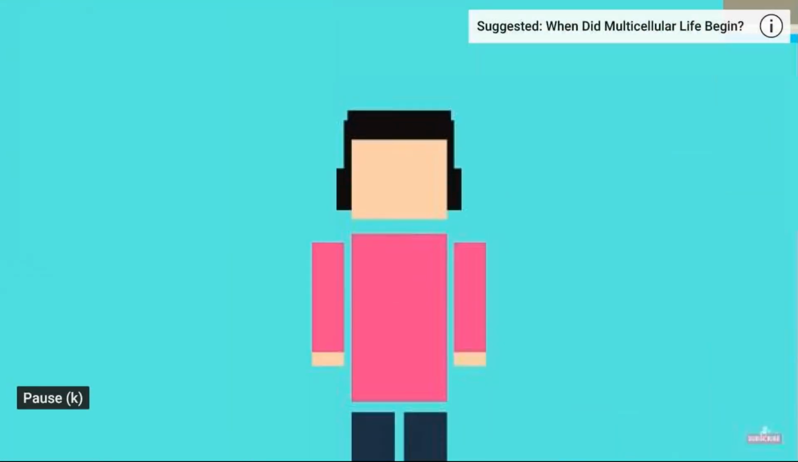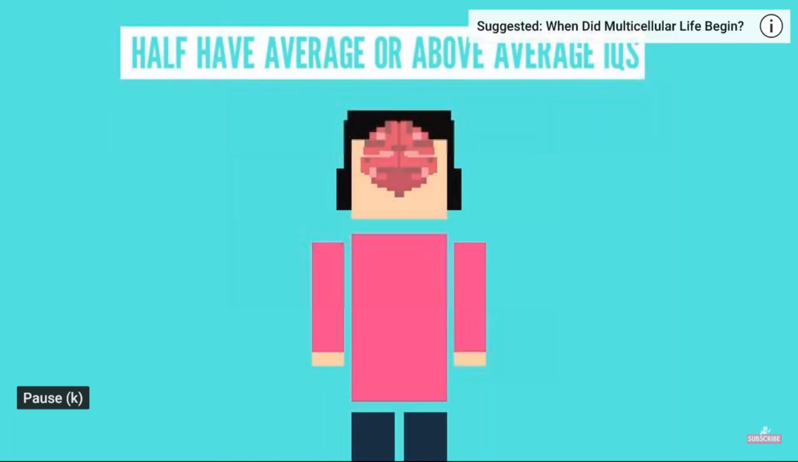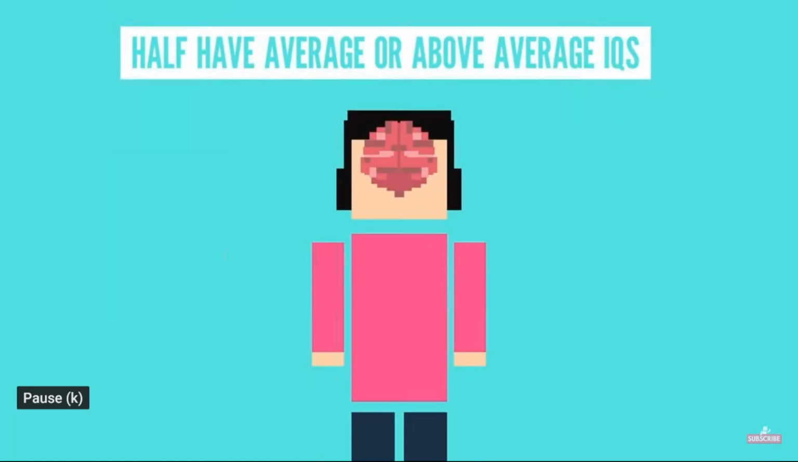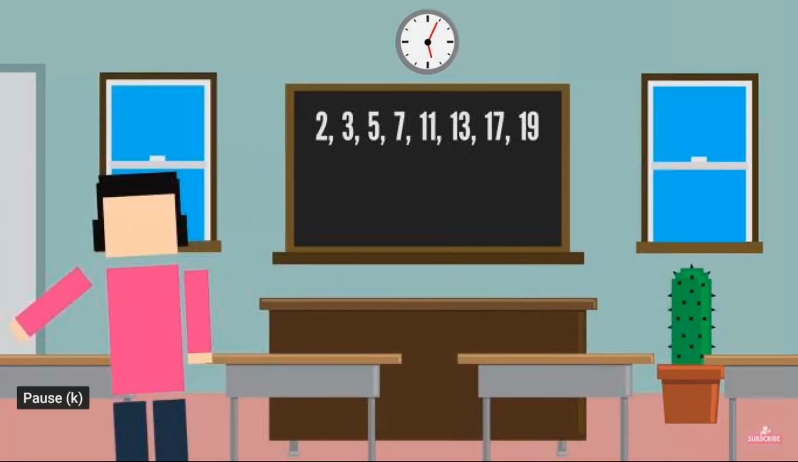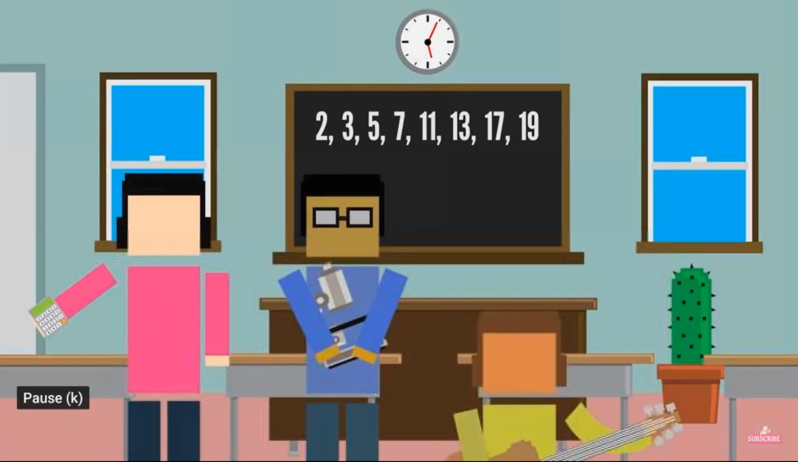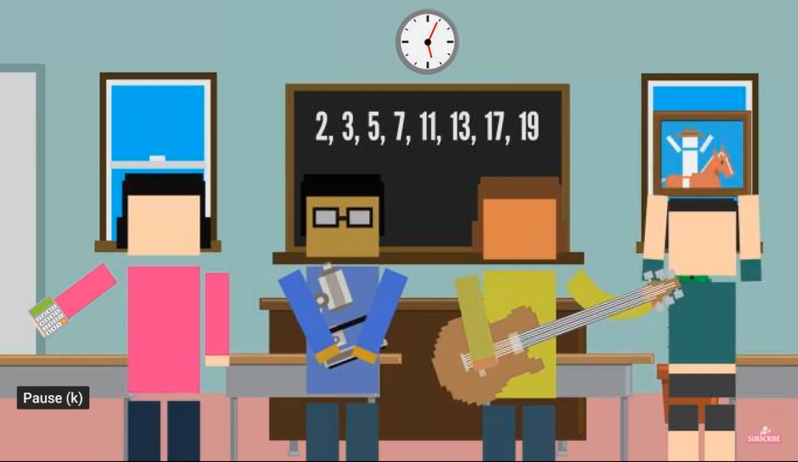Some have intellectual disabilities, but about half have average or above average IQs. It's also common for people with autism to have a great long-term memory for certain details, and many excel in math, science, music, or art. With such a wide variety of symptoms, no two people with ASD are alike.